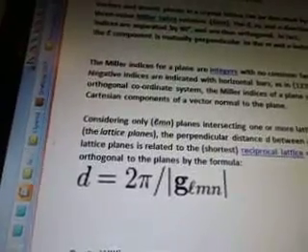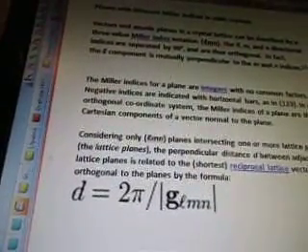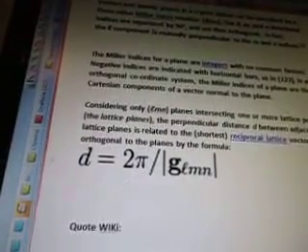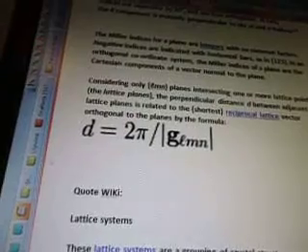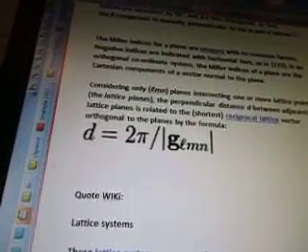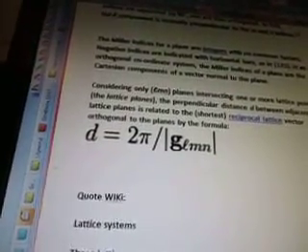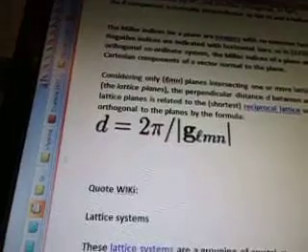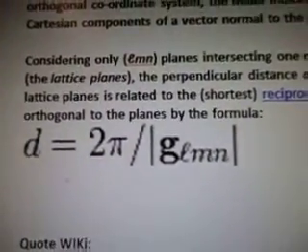In an orthogonal coordinate system, the Miller indices of a plane are the Cartesian components of a vector normal to the plane. Considering only LMN planes intersecting one or more lattice points, the lattice planes, the perpendicular distance d between adjacent lattice planes is related to the shortest reciprocal lattice vector orthogonal to the planes by the formula d equals 2 pi. I don't know how to say that.